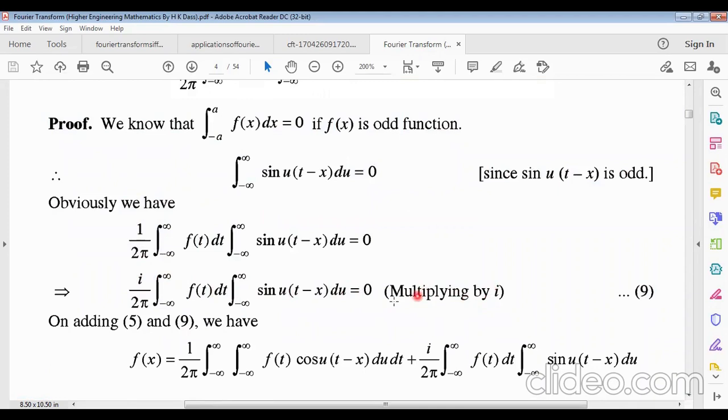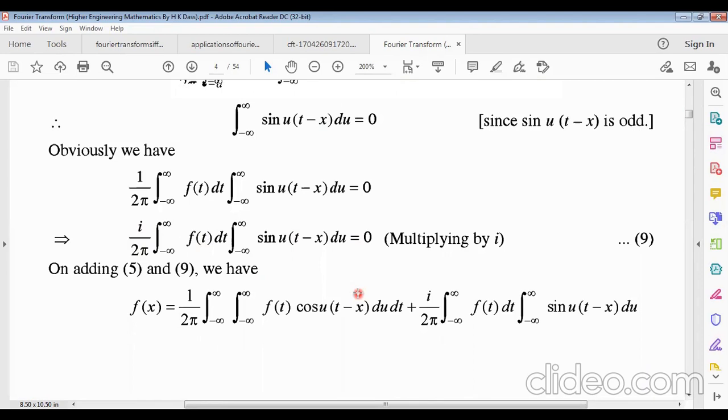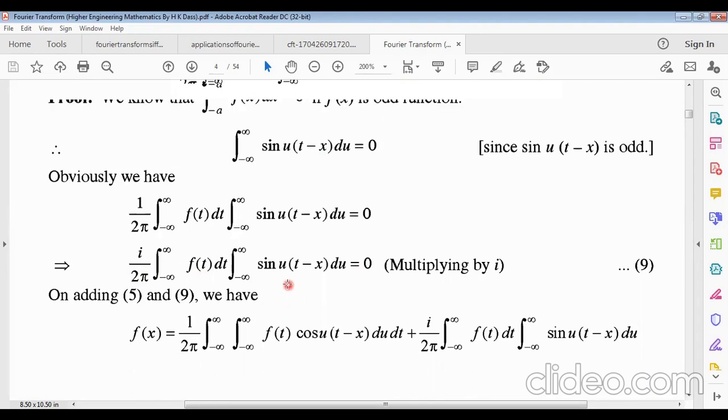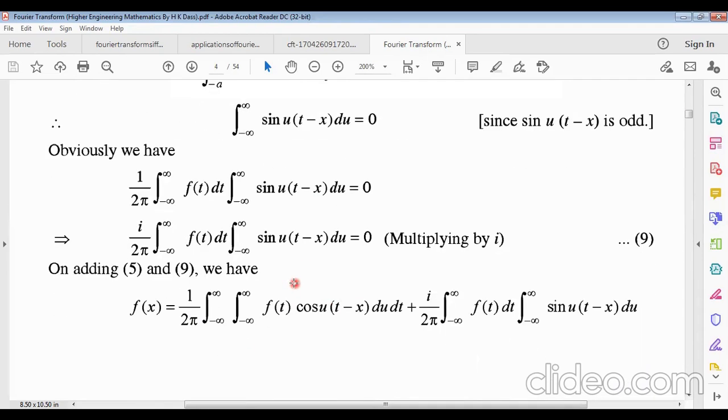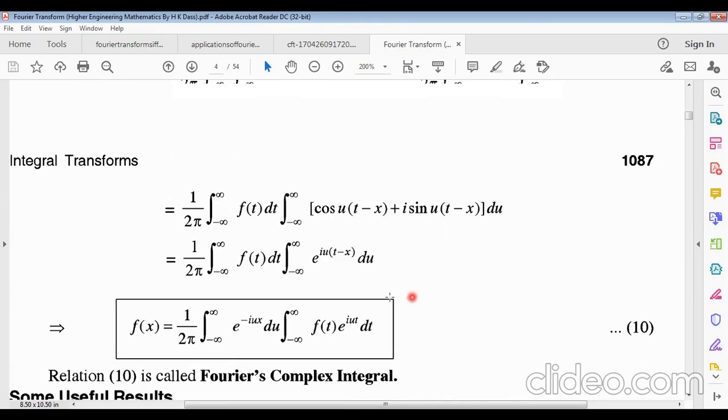Now multiplying by i on both sides, we get this one: i divided by 2π, integral from minus infinity to plus infinity of f of t dt, integral from minus infinity to plus infinity of sin u(t minus x) du dt. Now adding 5 and 9. Actually 5 is from our previous equation of the sine integral. Just adding these two integrals, we get our required complex form of the integrals.